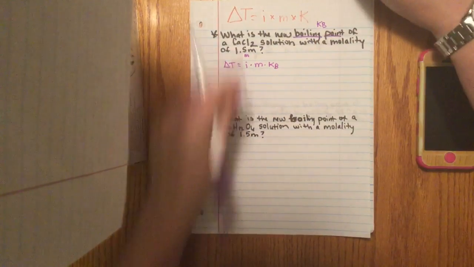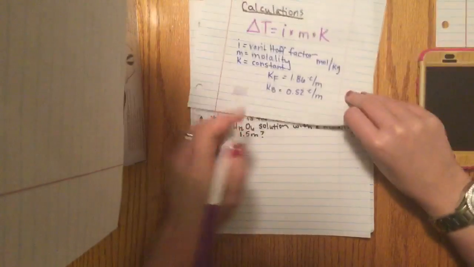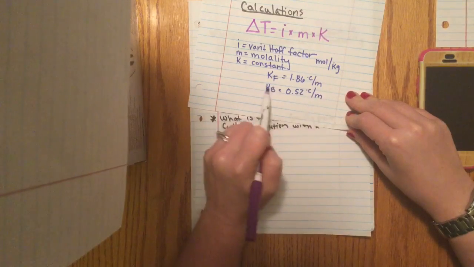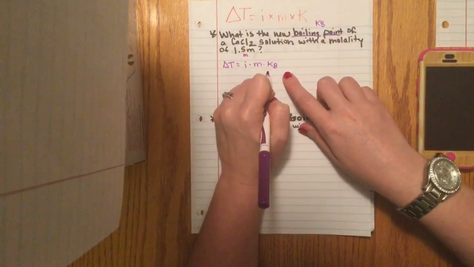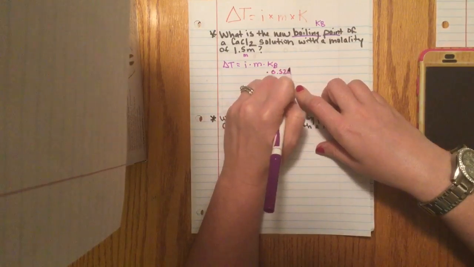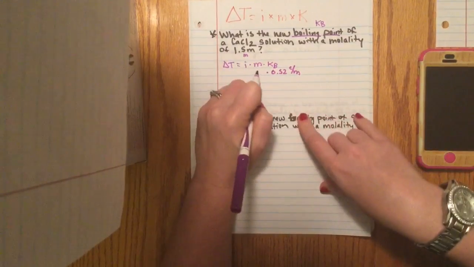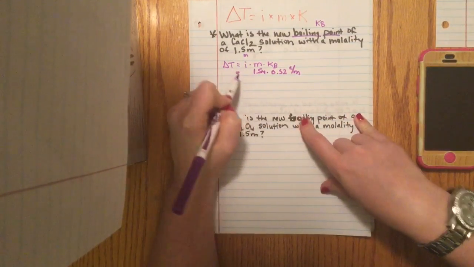Well, as I saw before, my Kb is a constant, and so Kb is going to be 0.52 degrees Celsius per m, always, whenever we're dealing with boiling point for water. So for K, I can put in 0.52 Celsius per m. My molality was given to me, 1.5 m. And so now I just need my i, or my Van't Hoff factor.